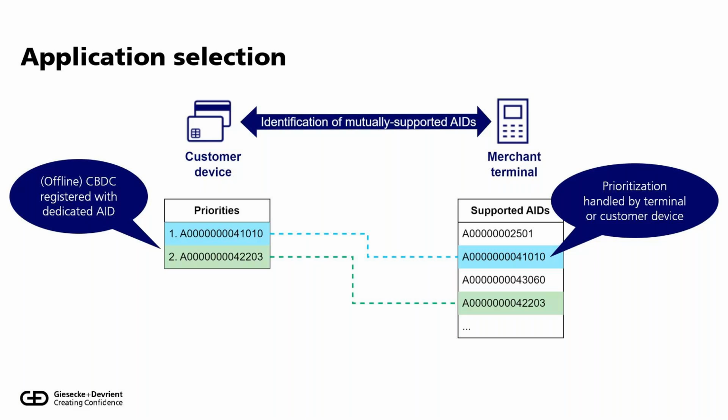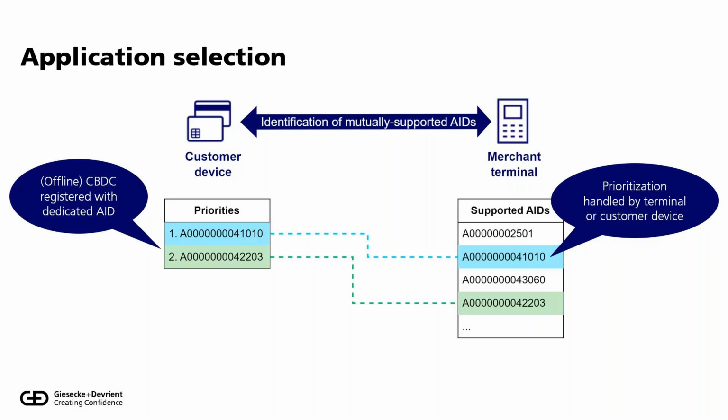Now the question is, let's say I have a wallet on my phone, and that wallet has offline CBDC on it. It has maybe a credit card on it. It has a domestic card scheme on it. How do we do the selection? I don't think there's any clear answer to this yet. Some people suggest that there should be a prioritization that's handled by the terminal. So for example, if the terminal detects that it's offline, it will say, I want offline CBDC. And if the phone supports it, then that's what's happening. But there could also be customer preferences. But all we know is that offline CBDC and also online CBDC will have dedicated application IDs so that you can clearly distinguish this in a payment process.